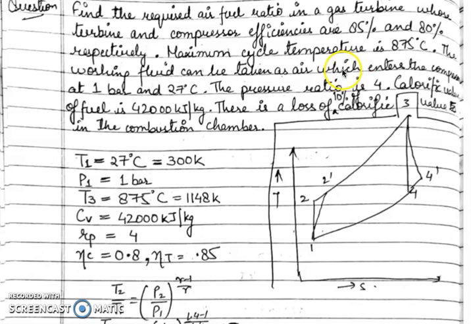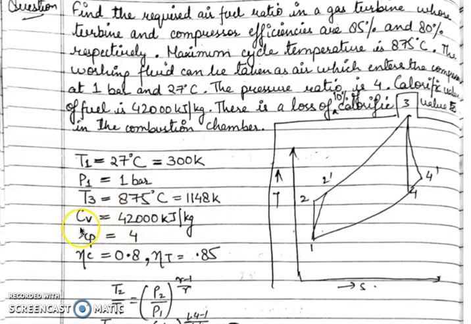Now the air enters the compressor at 1 bar and 27 degrees Celsius. As we know, 1 to 2 is the process in the compressor, so compressor entry is at point 1 and hence the condition at 1 is 1 bar and 27 degrees Celsius. So I have taken T1 as 27 degrees Celsius, which will be equal to 300 Kelvin, P1 as 1 bar, then T3 is 875 degrees Celsius, which becomes 1148 Kelvin.